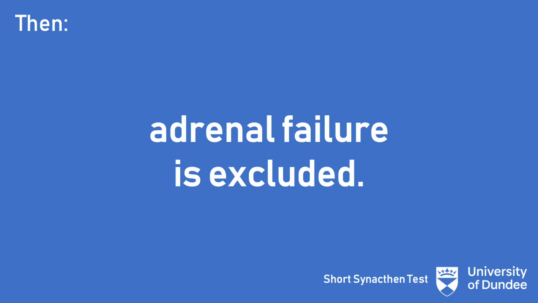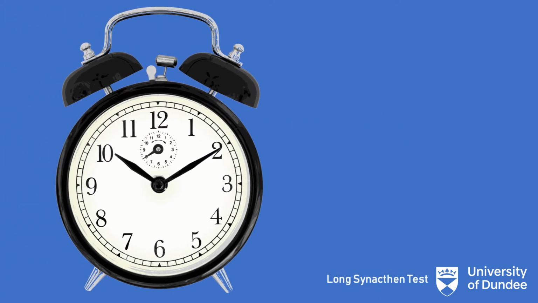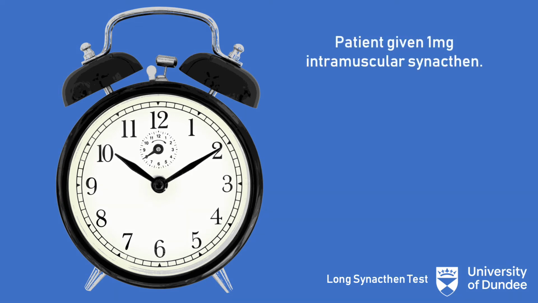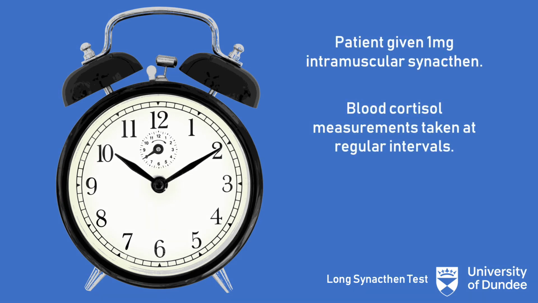If the short test is abnormal, the long test is used to differentiate between primary adrenal insufficiency and secondary adrenocortical insufficiency. The long test uses 1 mg of intramuscular synacthin. Blood is taken 1, 4, 8 and 24 hours later.